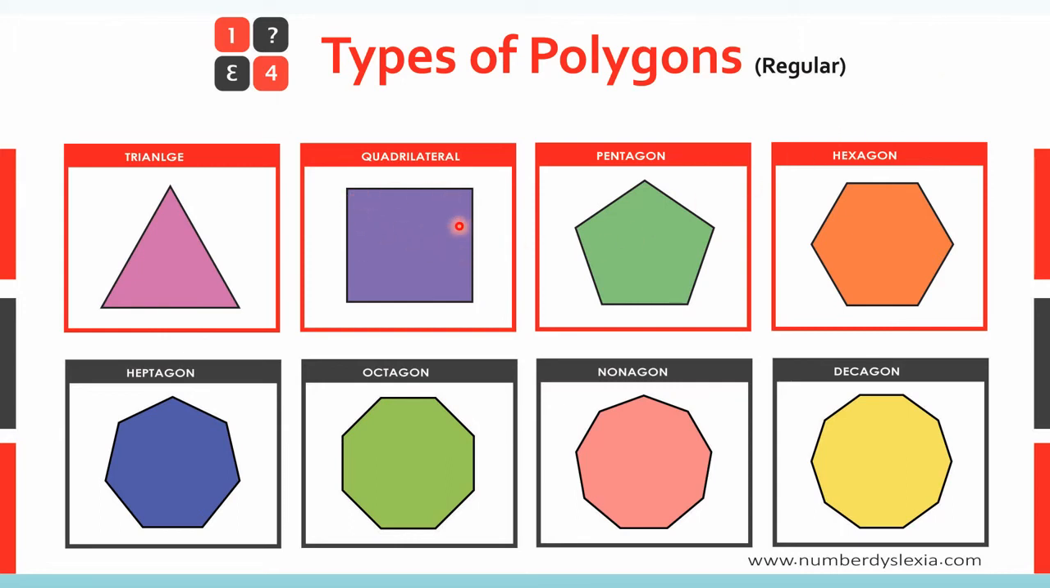Here it should be a square. A square is a regular polygon because the angles are equal and the lengths of the line segments are also equal. A pentagon will also be regular if all the angles are equal and the measures of the line segments are equal. It means sides are equal and angles are equal. And these all, as you can see, are regular polygons.